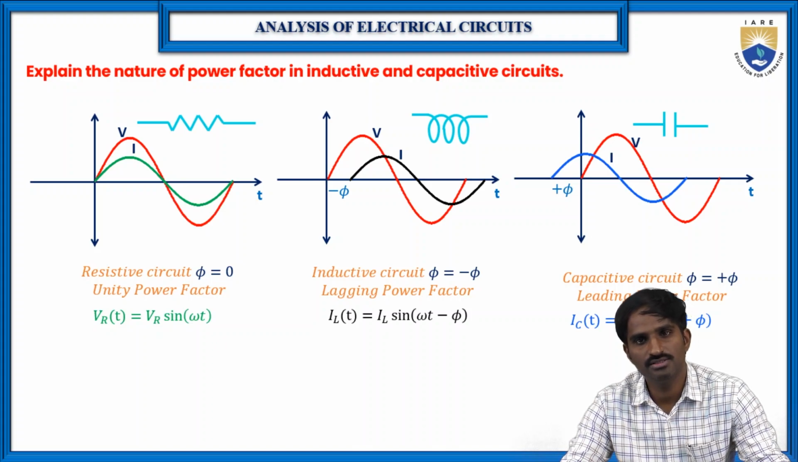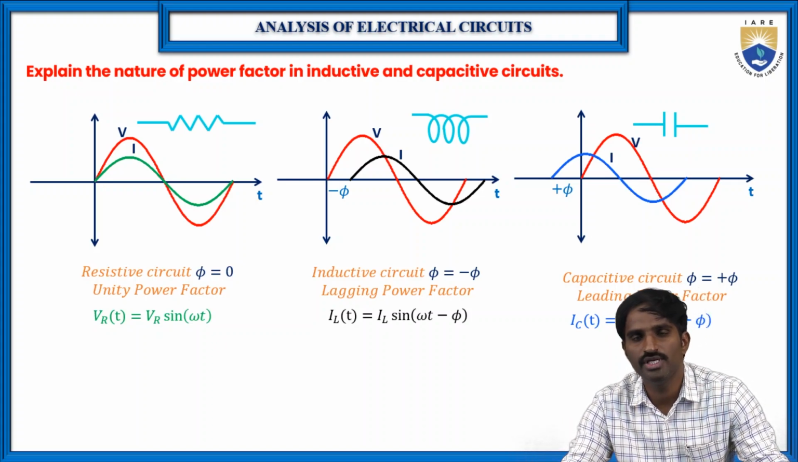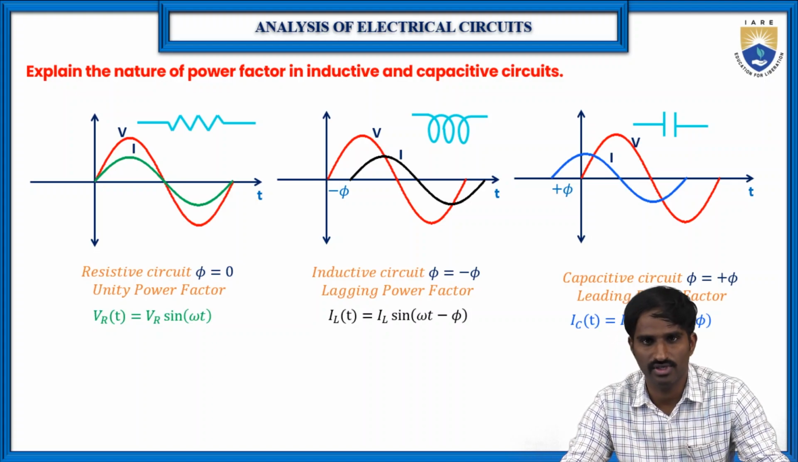So cos 0, because as I told you, the cosine of the angle between the voltage and current is the power factor. So here cos theta, or cos phi, is the power factor, right? Then cos 0 is equal to 1. So the nature of the power factor in case of a resistive load is unity power factor, and the power factor range is always between 0 and 1, right?